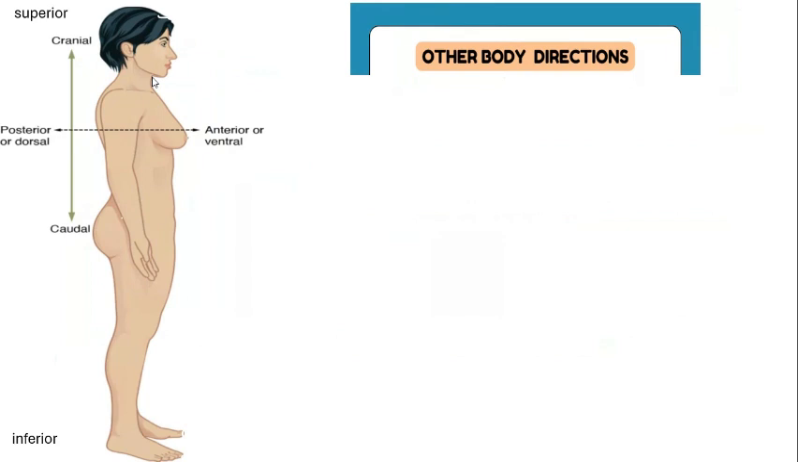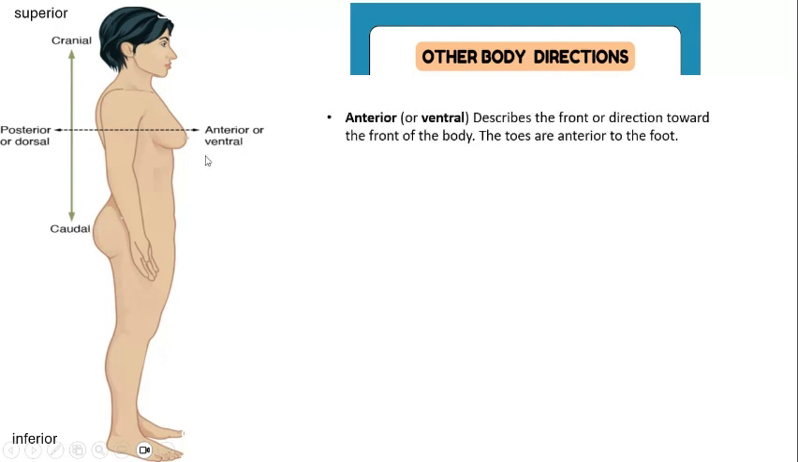Now, if we go into the directions, there are different directions of the body. As we can see from this diagram, we have cranial, which is opposite to caudal. We have the posterior or dorsal. We have the anterior or ventral. We have the caudal. Now, let's look at it starting from the anterior.